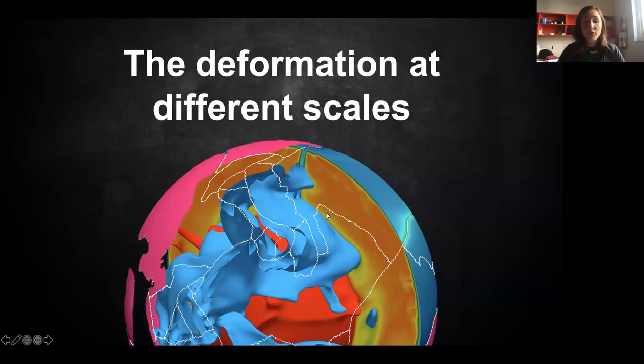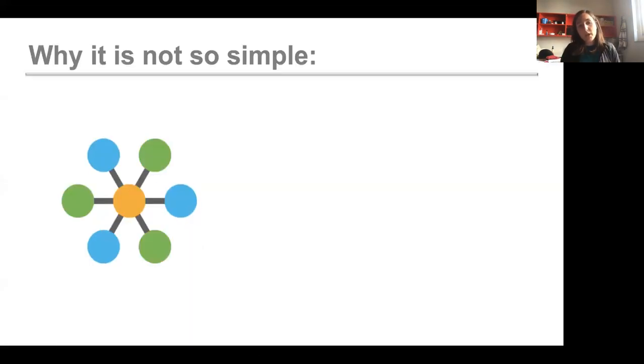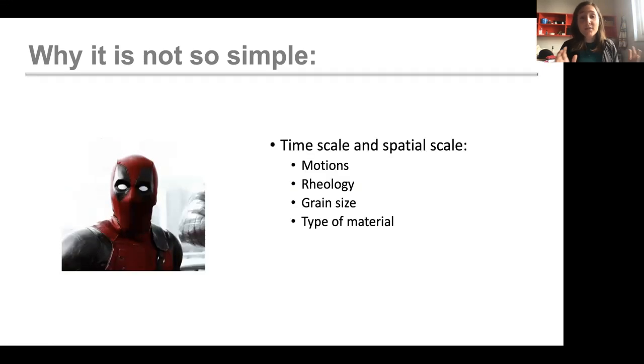So here I'm showing you a virtual planet, a mantle convection model, and there are some Earth-like characteristics that you can see. You can see the subduction zones here. The plate boundaries are in white at the surface. You can see the continent here in pink. You can also see mantle plumes in red. But the issue is, okay, we can say you can just connect the different deformation equations, but it's not so simple, because here we are dealing with different time scales and different spatial scales.